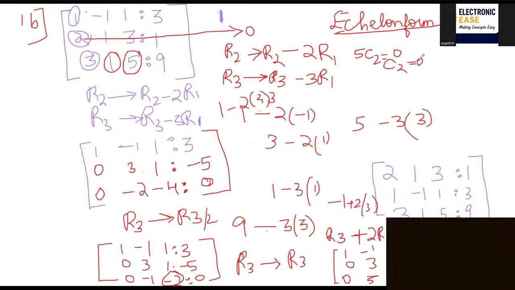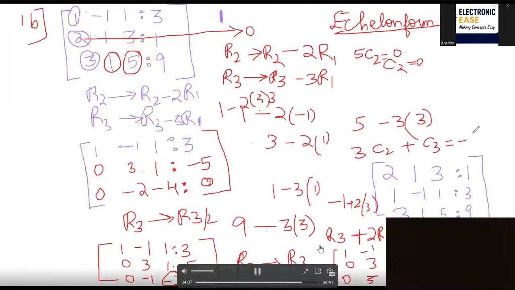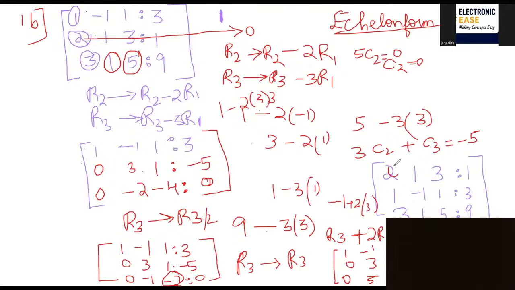Now what will I be getting? The next term: 3C2 plus C3 is equal to minus 5. So 3 into 0 is 0, plus C3 we need to find out. So C3 is equal to minus 5. The C3 value I will be getting as minus 5.